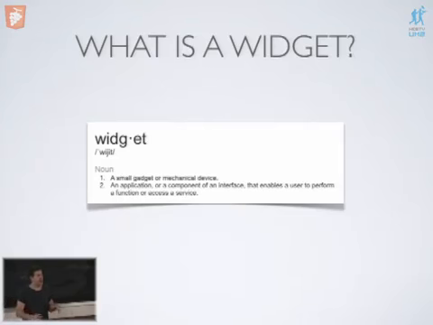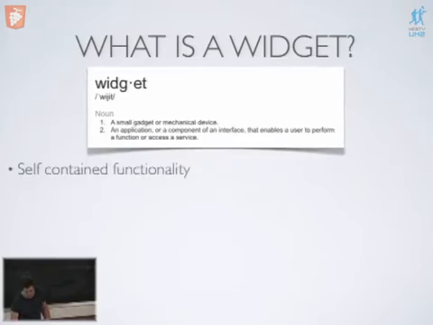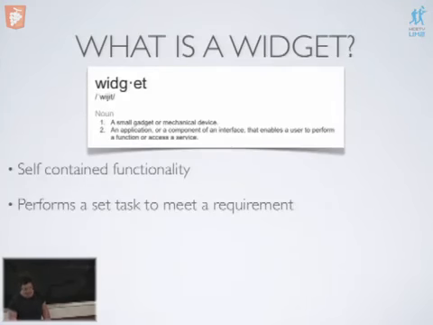It is a small encapsulated piece of code. In the case of Dojo widgets and digits, which is my speciality, it is a combination of JavaScript code, an HTML template, and CSS or LESS if you're using a precompiler. So it is self-contained functionality. It should not interfere with anything else. It should be sitting there on its own. It performs a set task to meet a requirement.